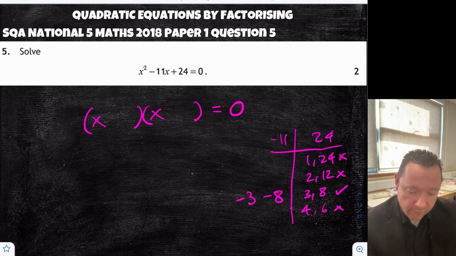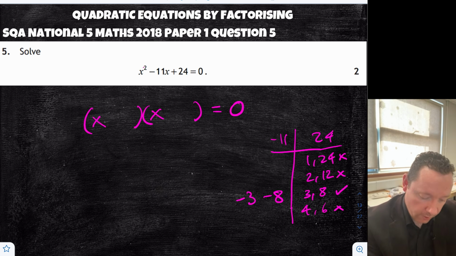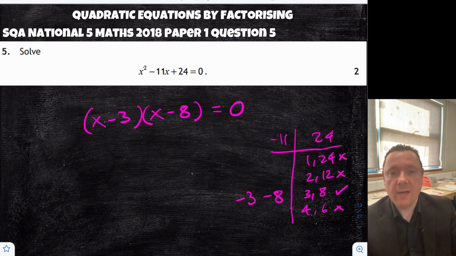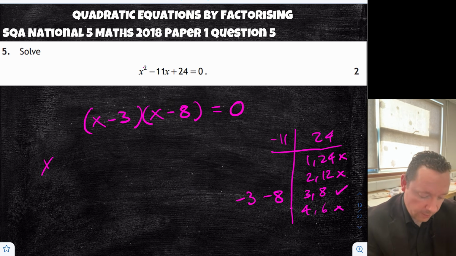And just double check at the end. Minus 3 times minus 8 is 24. So I've done it right. x minus 3, x minus 8. So we've got two brackets that equal 0. That means that x minus 3 equals 0 or x minus 8 equals 0.